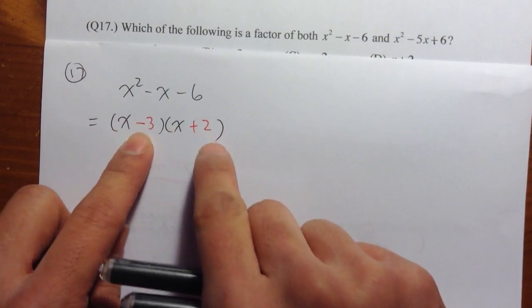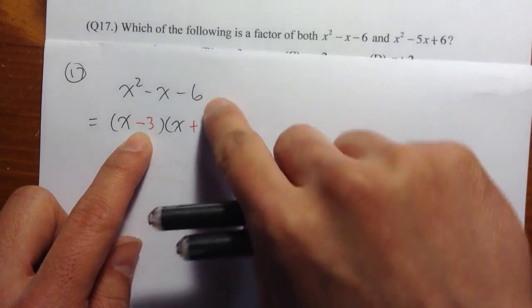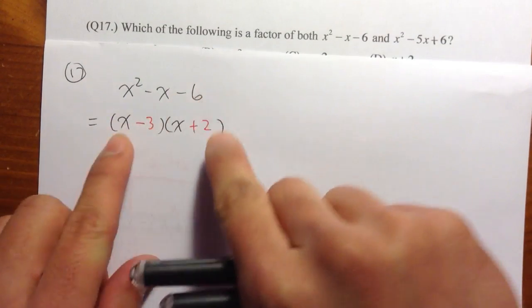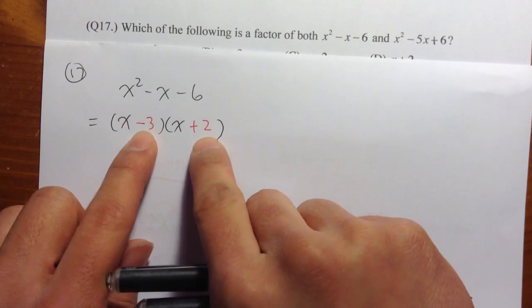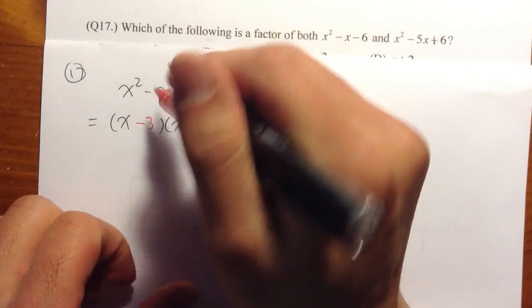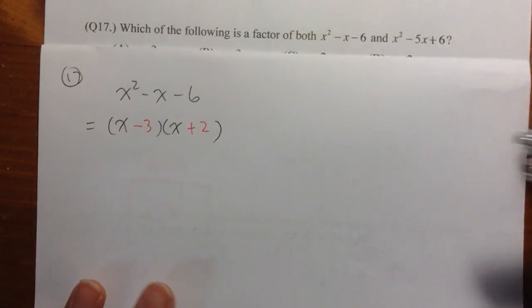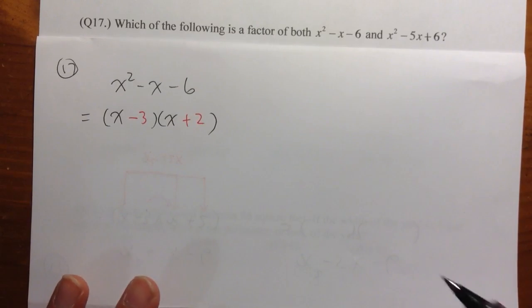In this case, -3 times +2, they do become -6. -3 plus 2, they do become -1. Okay, so that's the factor for the first expression.